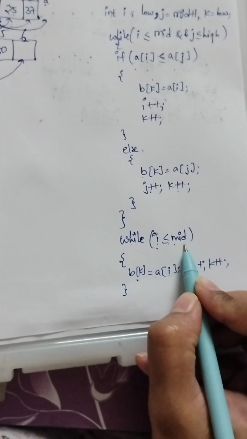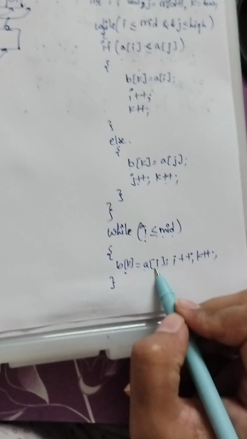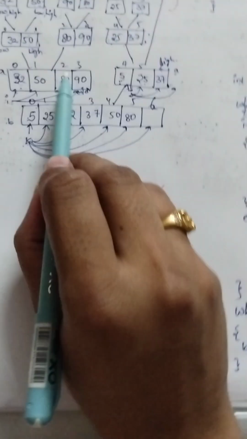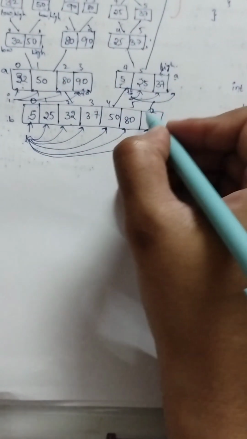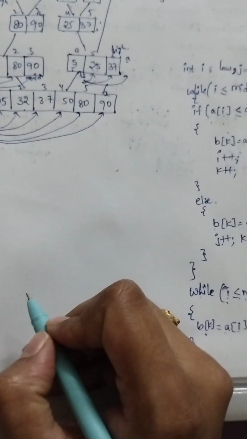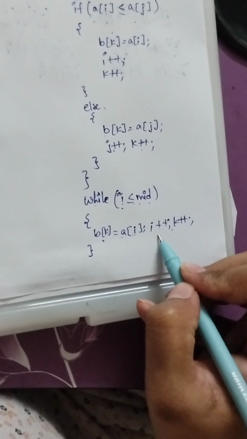Now i is at 3, so 3 is less than or equal to 3, true. Going inside, a of 3 value is going to be copied into b of k. What is a of 3 value? 90. 90 is going to be copied into b of k, right? And again incrementing k plus plus and i plus plus.